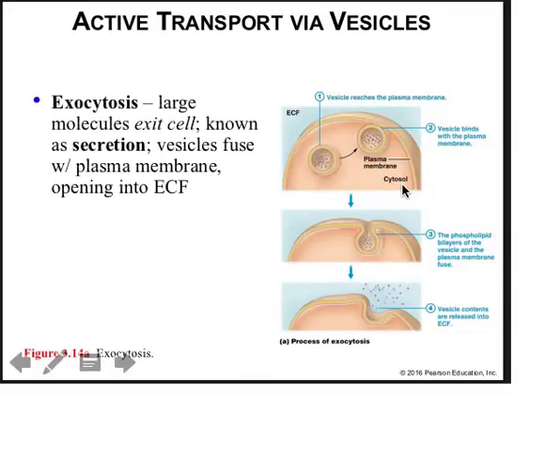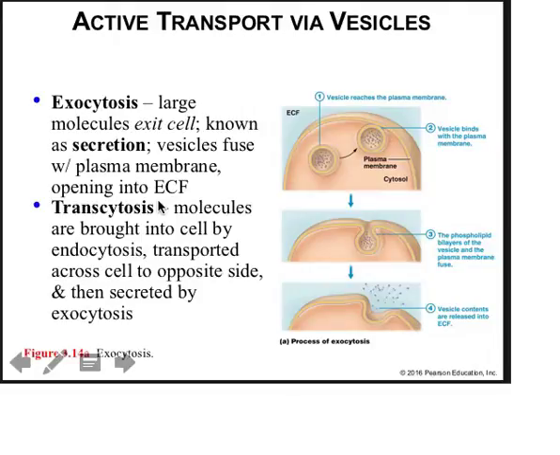In exocytosis, we have a large molecule that's manufactured inside the cell that will exit the cell, and this is what we also know as secretion. The vesicles will fuse with the plasma membrane and open into the extracellular fluid, releasing their contents, while transcytosis describes molecules that are brought into the cell by endocytosis, are transported by the cell to the opposite side of the cell, say from the apical end of the cell to the basal end, and then secreted by exocytosis across the basal end. And all of this movement, as you can imagine, is going to require cytoskeletal elements, motor proteins, and the use of ATP as a fuel source, because none of this would happen spontaneously.